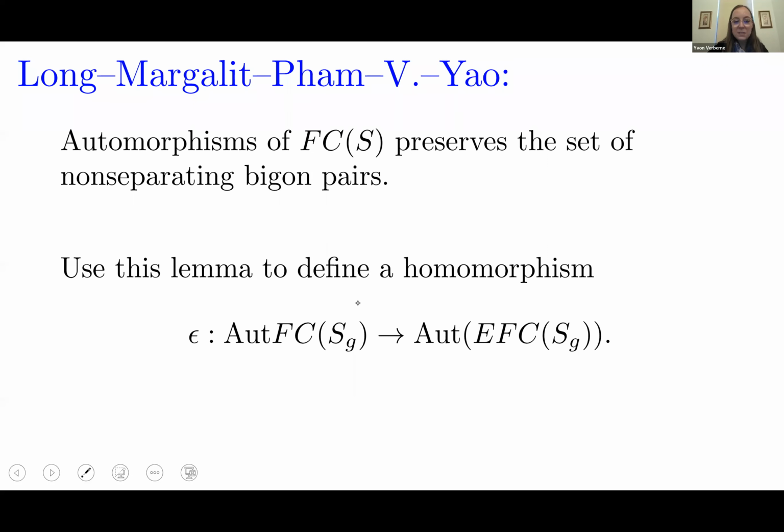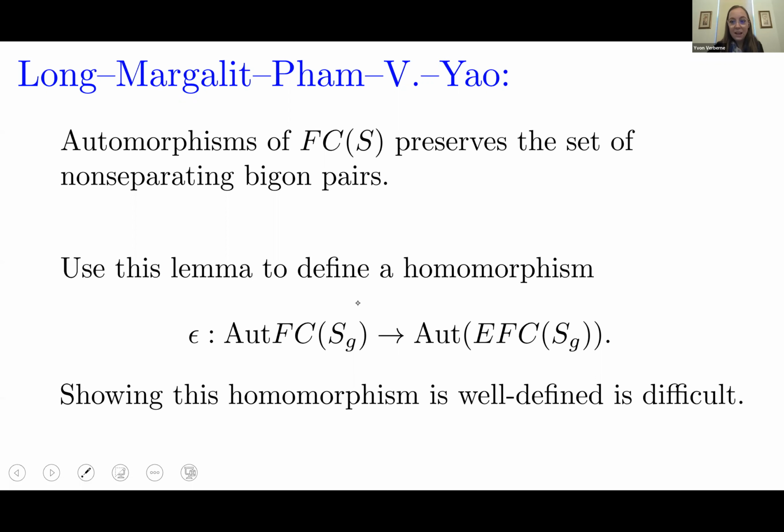And we end up using this lemma to define a homomorphism from the automorphisms of the fine curve graph of a surface to the automorphisms of the extended fine curve graph of a surface. However, showing that this homomorphism is well-defined is very difficult. And the way that we overcome this difficulty is by using something that we call a sharing pair.